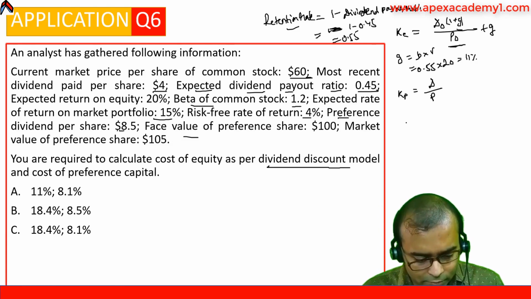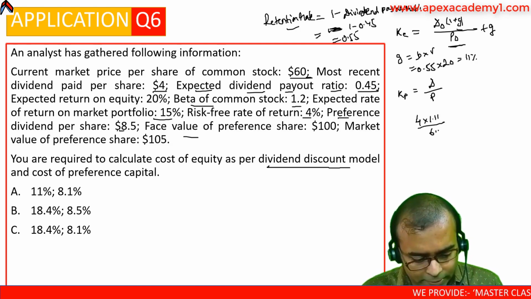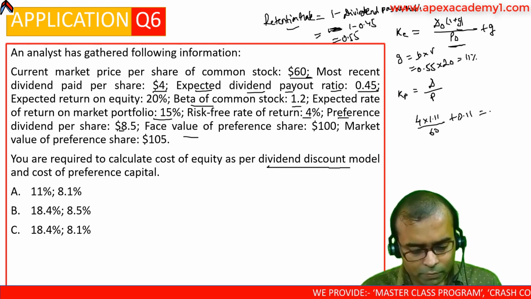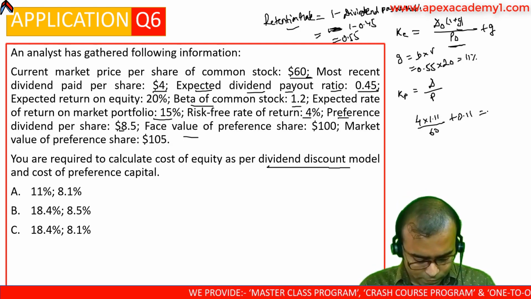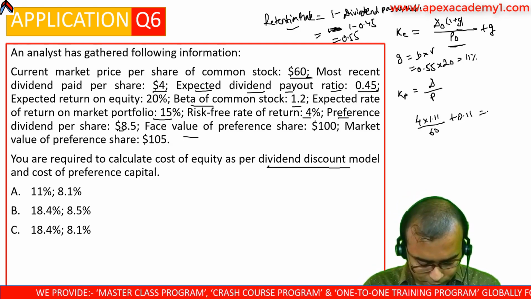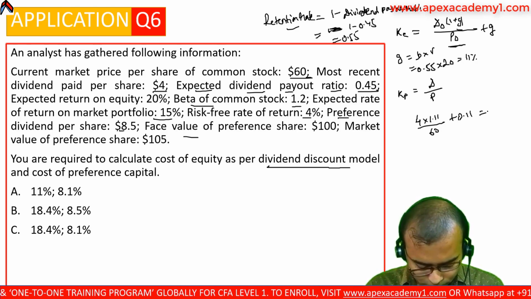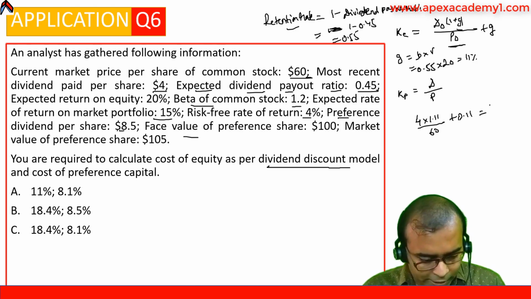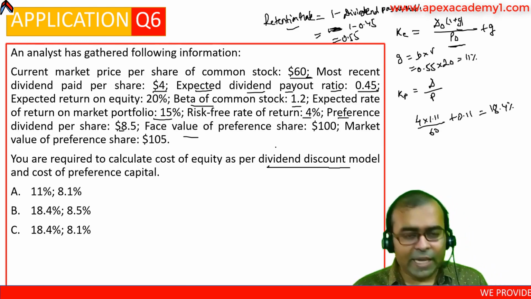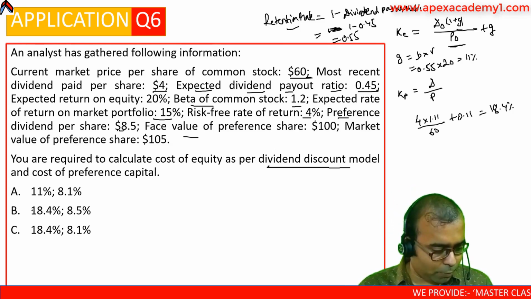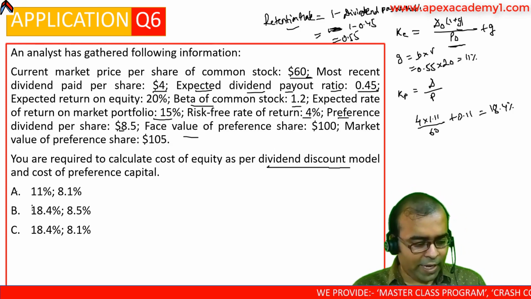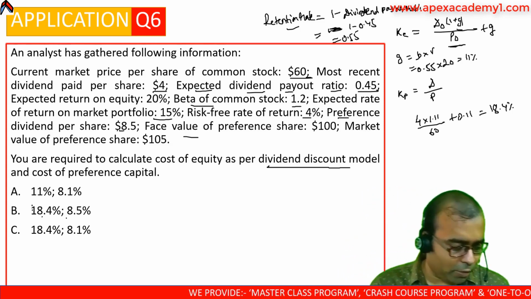Let's calculate that. KE is equal to 4 into 1.11 divided by 60, plus 0.11. That gives 18.4%. Okay, KE is 18.4% and there are two options, B and C. So A is ruled out. The answer will be either B or C.